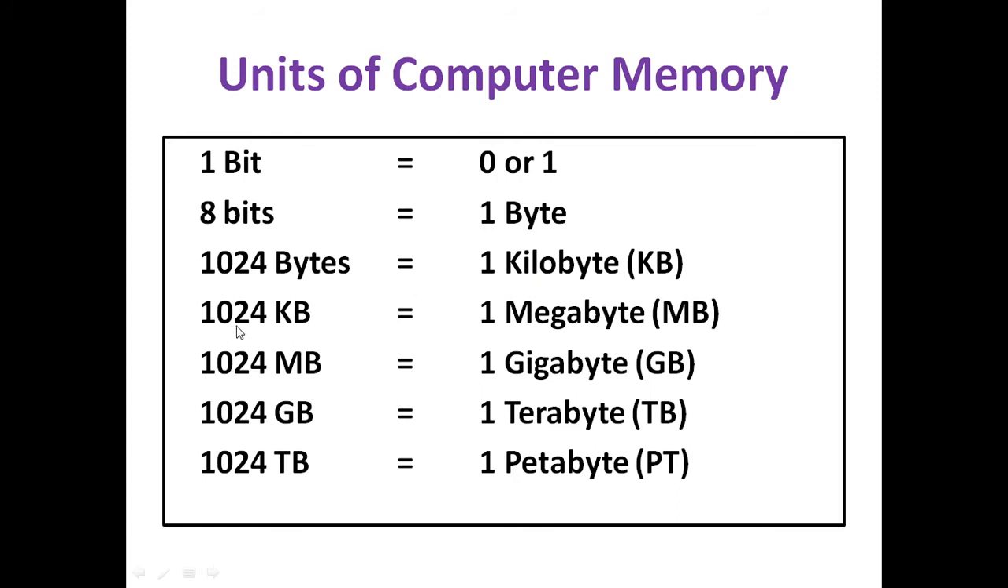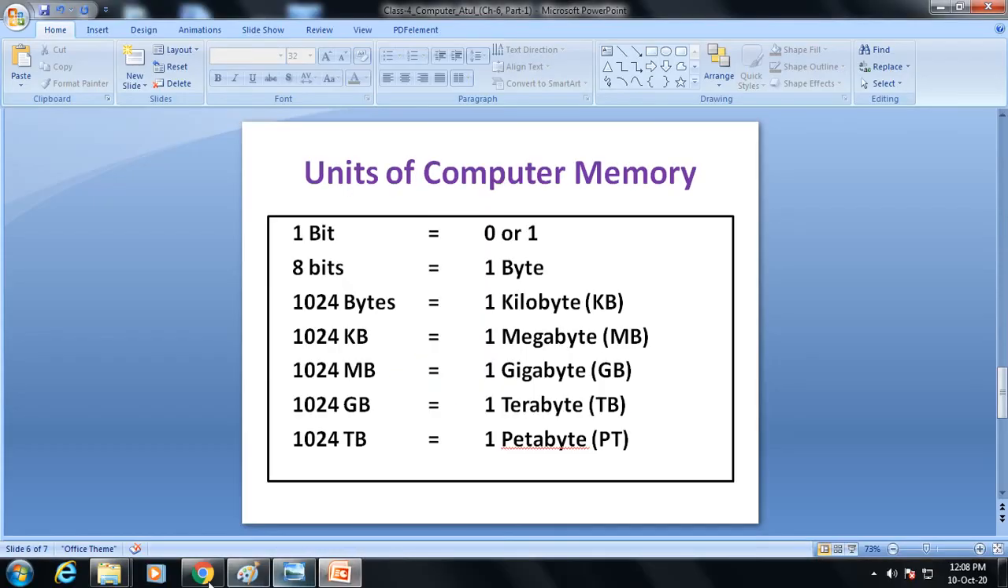When we club 1024 KB, it is called 1 megabyte, that is MB in short form. When we club 1024 MB, it is called 1 gigabyte, that is GB in short form. When we club 1024 GB, it is called 1 terabyte, that is TB in short form. When we club 1024 TB, it is called 1 petabyte. If you want to understand these terms, let's see an example.